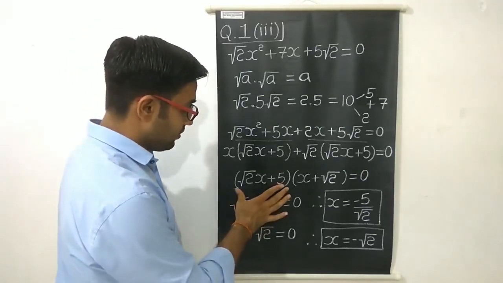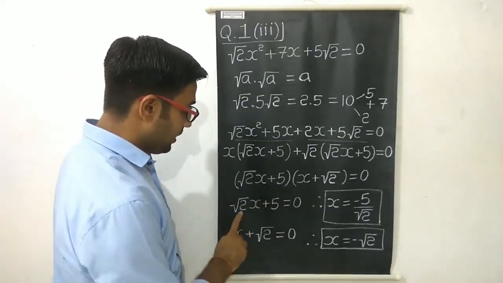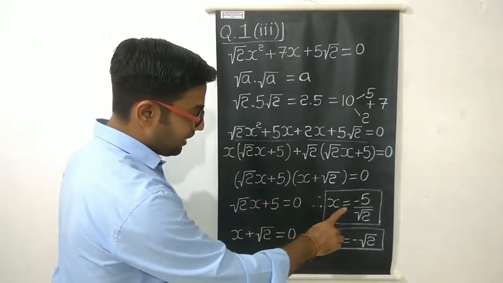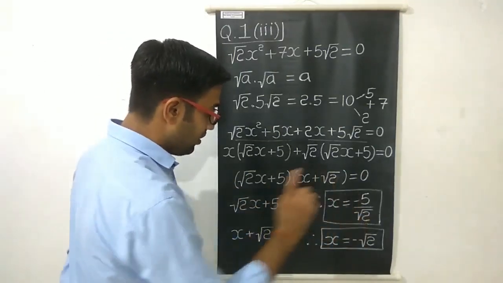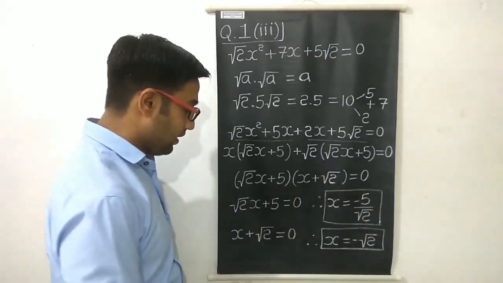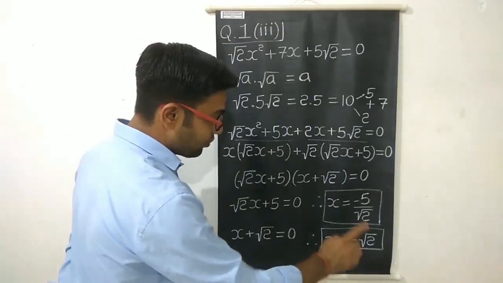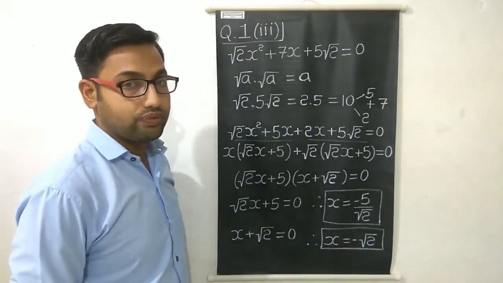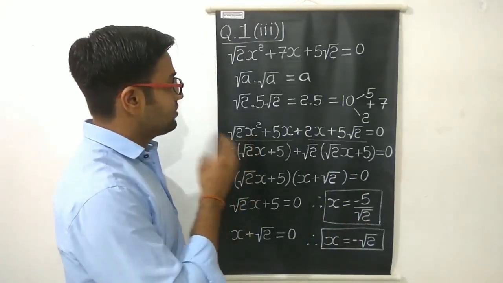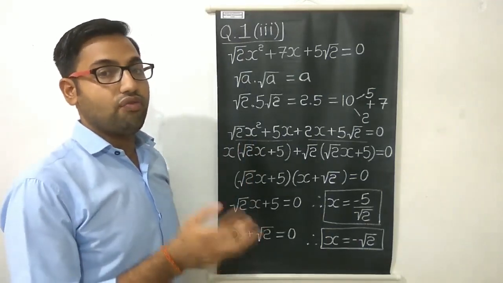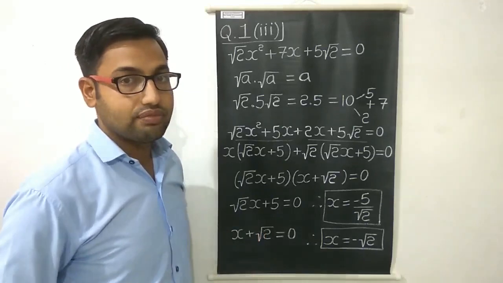So compare this first one with 0. We will get root 2x plus 5 is equal to 0. So the value of x we get here is minus 5 upon root 2. And by comparing this with 0, we will get the value of x is equal to minus root 2. Okay, so in this way we can find the solution of quadratic equations by factorization. Okay, thank you.